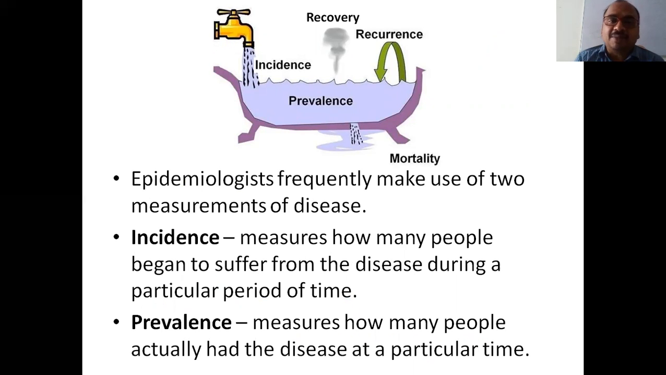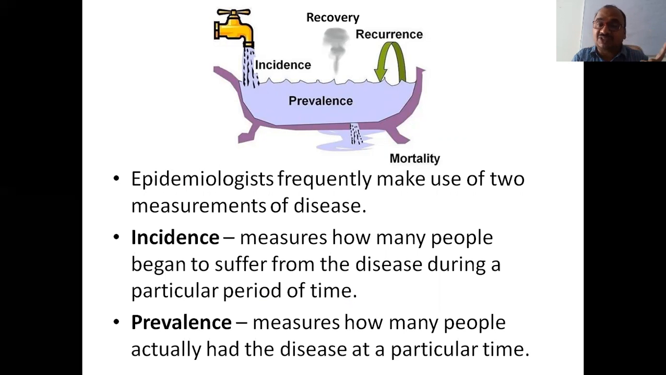An epidemiologist is nothing but a person. Those who are in the field of epidemiology, you call an epidemiologist. They frequently make use of two measurements of a disease: incidence and prevalence. Incidence measures how many people began to suffer from the disease during a particular period of time, a particular period, a 1 month period, a 1 week period. I told you, new corona cases in December 2020 is called incidence.